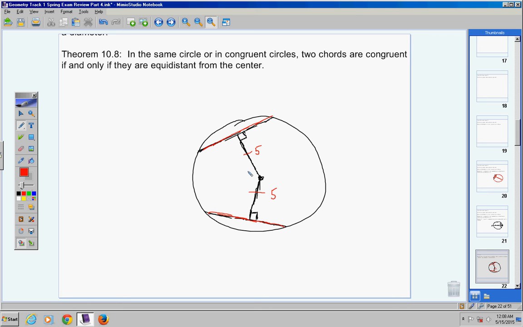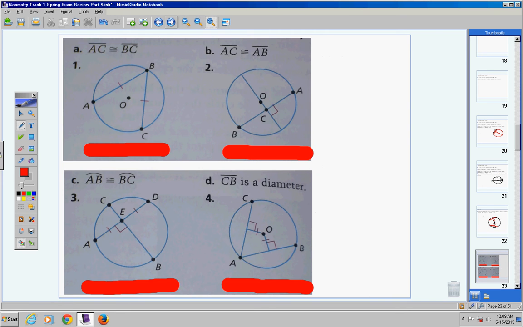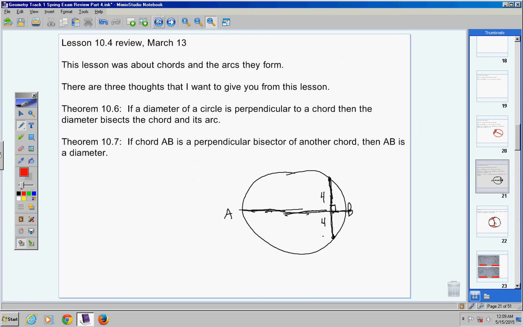So if this chord and this chord are both the same distance from the center of the circle, then those two chords are congruent. Those two chords are congruent if they're the same distance from the center of the circle. Alright, and that was theorem 10.8.